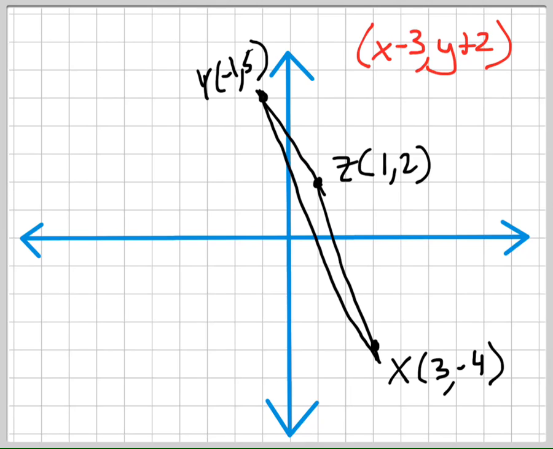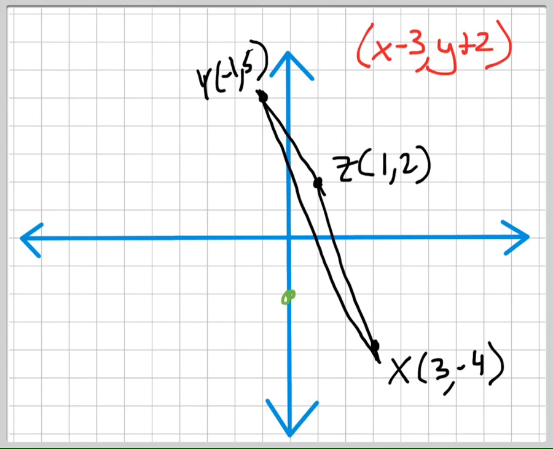So are we going to go to the left or are we going to go to the right? We're going to go to the left because it says subtract 3 from the x coordinate. X is the horizontal. Minus means we go to the left. So I'm going to take each of these x coordinates and go 3 to the left. Y coordinate plus 2 means I'm going to go up 2, right? So let's do that for each of these.